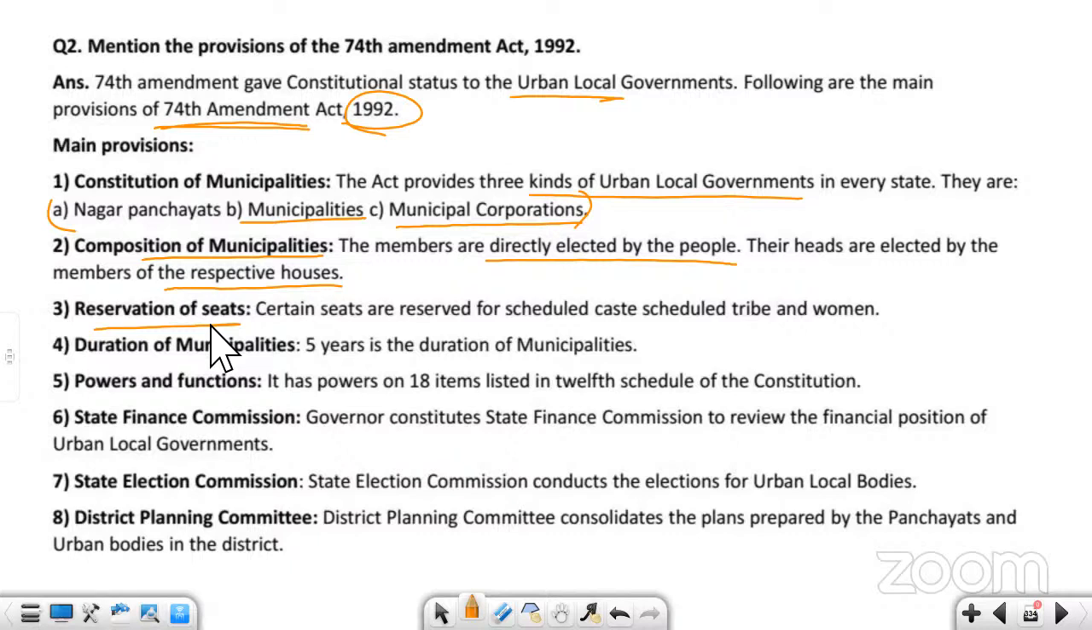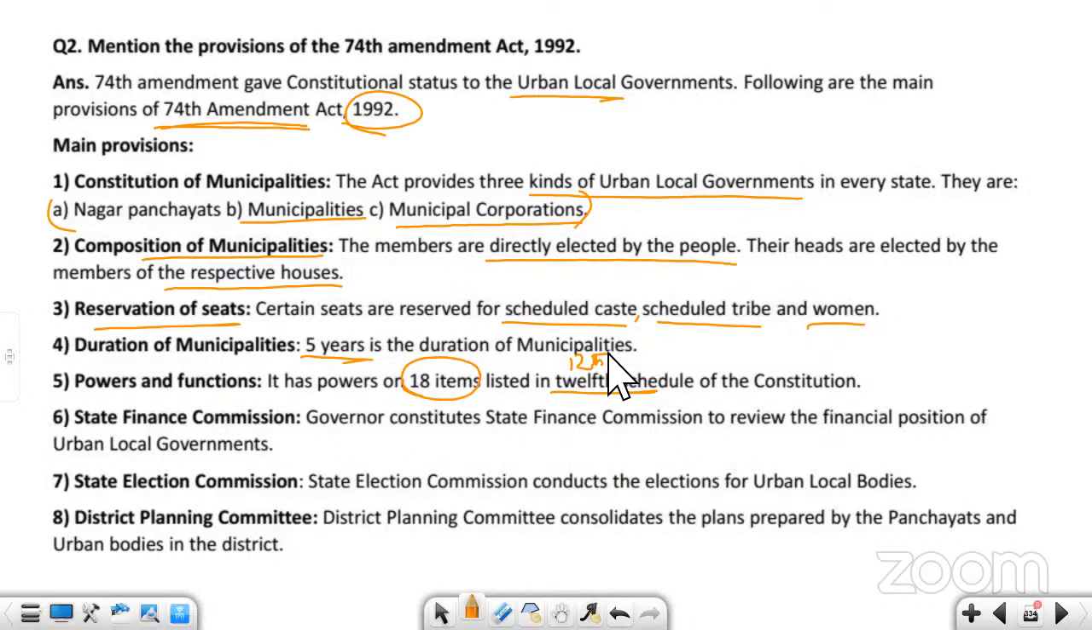Seats are again reserved for scheduled castes, scheduled tribes, and women. They can contest the elections for the seats reserved for them. Again, the duration of municipalities is 5 years. And it has power to make laws on 18 items listed in the 12th Schedule of the Constitution. So the 74th Amendment Act added the 12th Schedule to the Constitution.